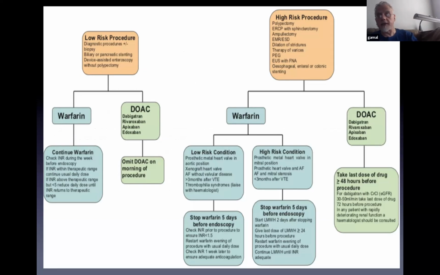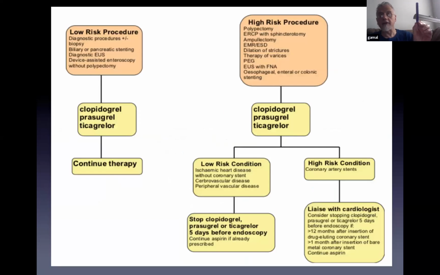As it says up there, low risk procedure and high risk procedure. And look down there, whether they are taking warfarin or direct oral anticoagulation. So remember that. The other slide is, again, low risk, which is always just colonoscopy and biopsy. High risk, today we're just talking about polypectomy. You can ignore the ERCP and all this. This is the antiplatelet group, taking aspirin or Plavix, in a low risk group and a high risk group.